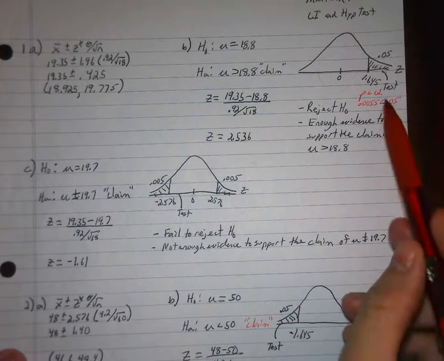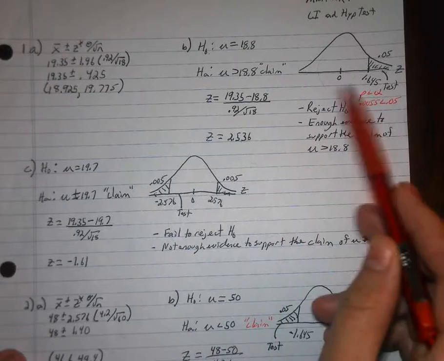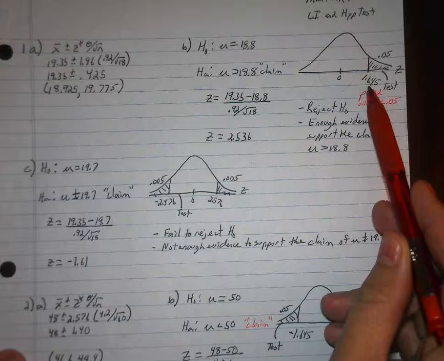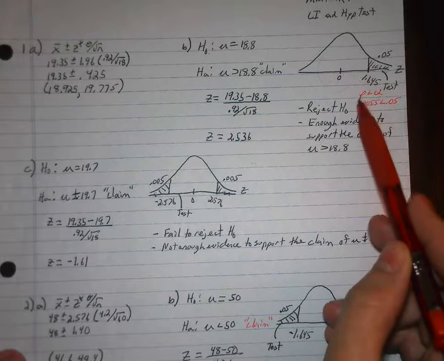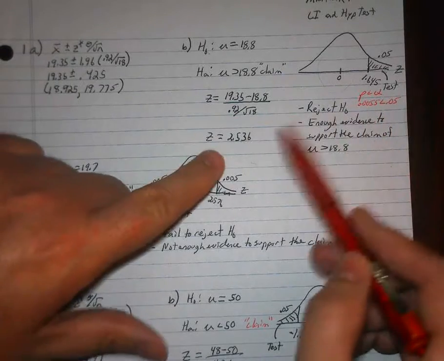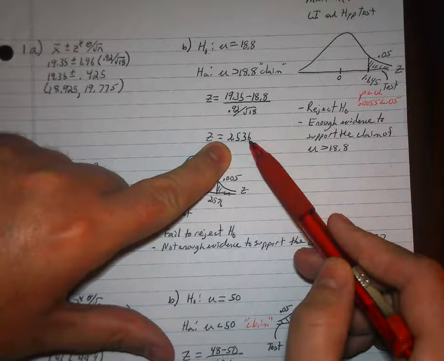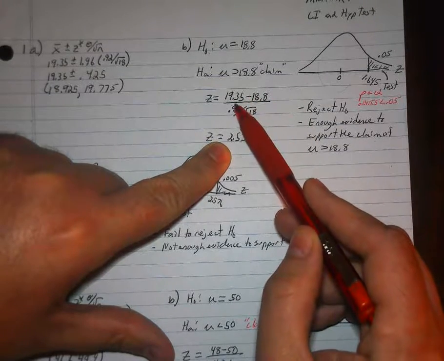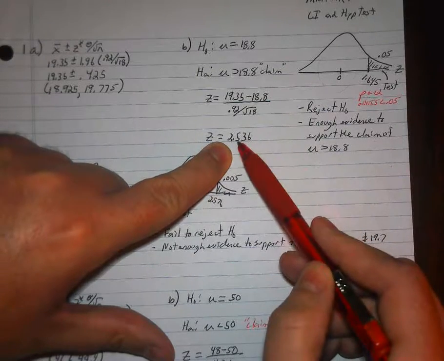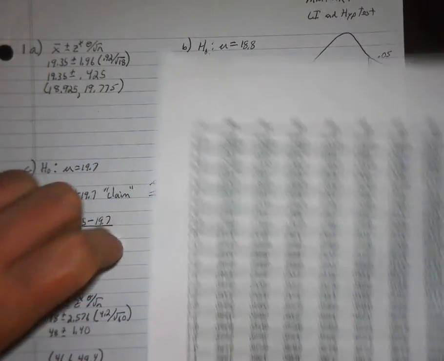I just want to point out the other way you can do this. Rather than comparing the test statistic, 2.536, to the critical number, 1.645, you can compare the p-value and alpha. The p-value is the probability of getting a sample mean as extreme as this, as extreme as 19.35, if the mean really was 18.8.